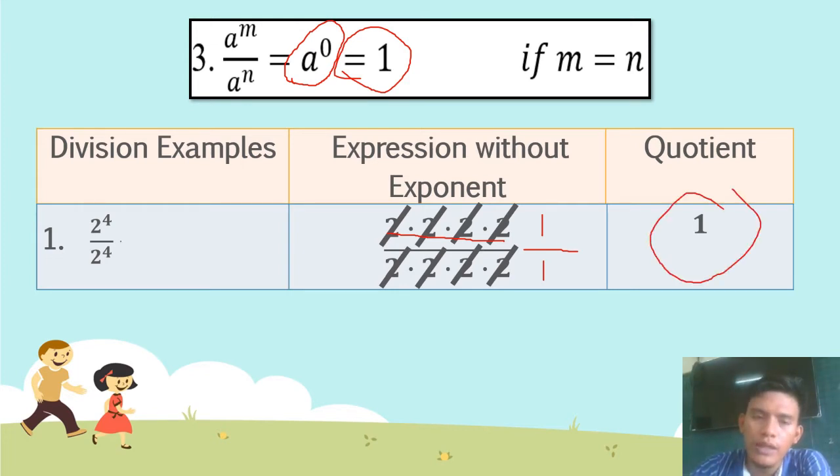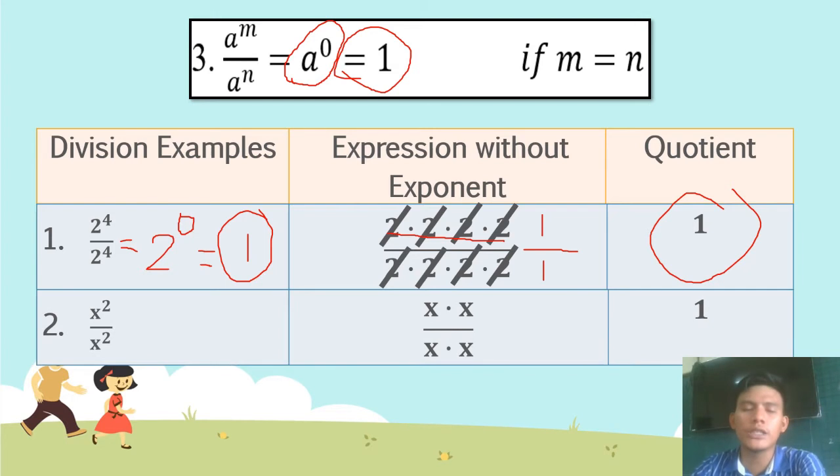If we use the law of exponent for this one, their m and n are equal, or equal exponent. So 4 minus 4, and that is 0. So, we use the formula a raised to 0. Our a here is the base 2, then 0. 2 raised to the exponent of 0, and that is equal to 1.